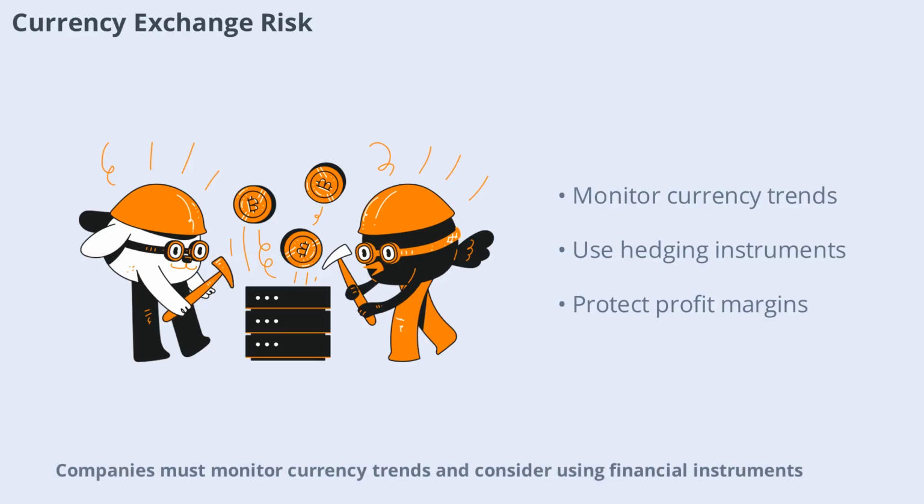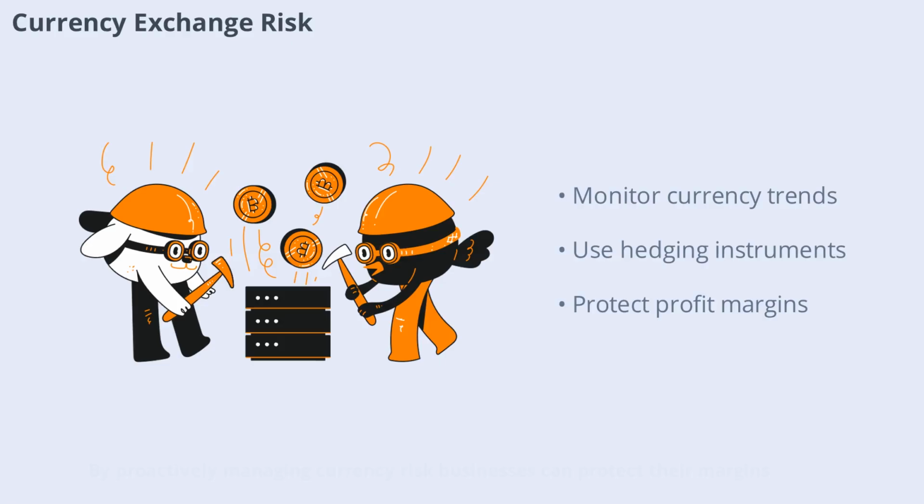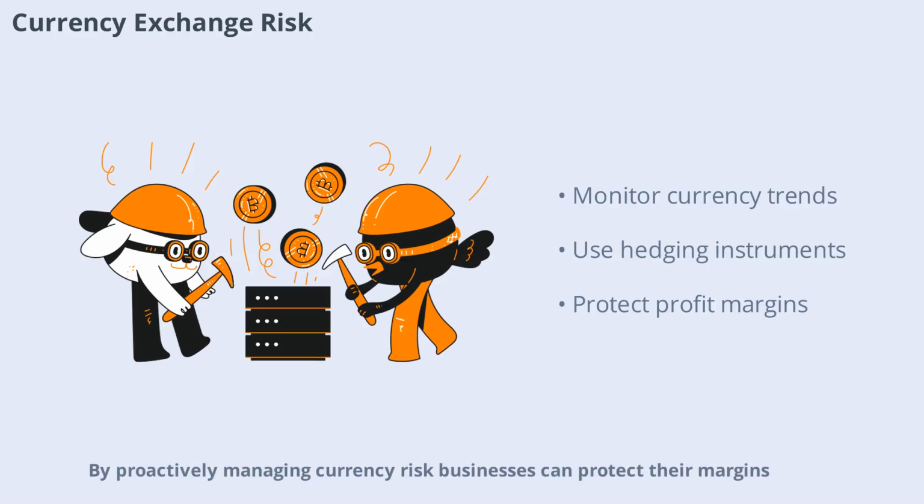Companies must monitor currency trends and consider using financial instruments like forward contracts or options to hedge against unfavorable movements. By proactively managing currency risk, businesses can protect their margins and ensure more predictable financial outcomes.